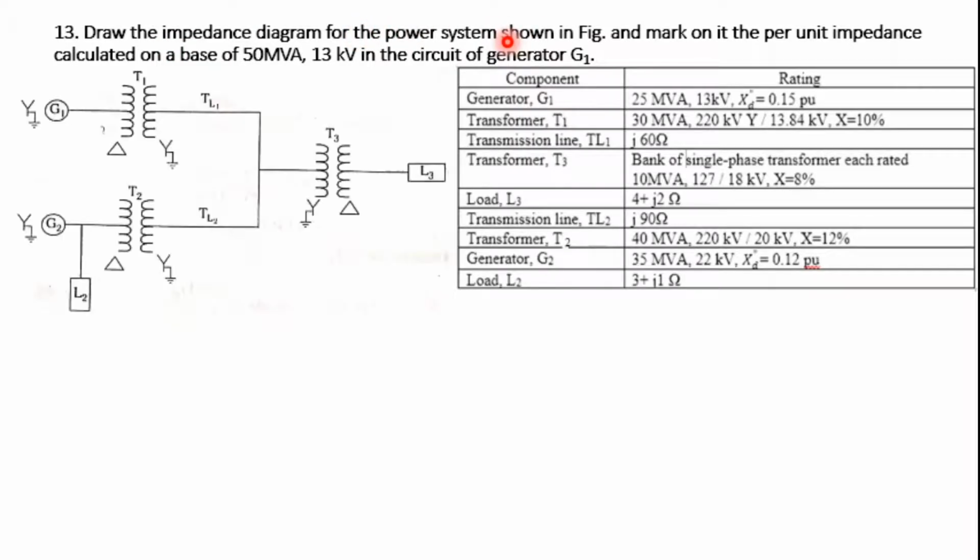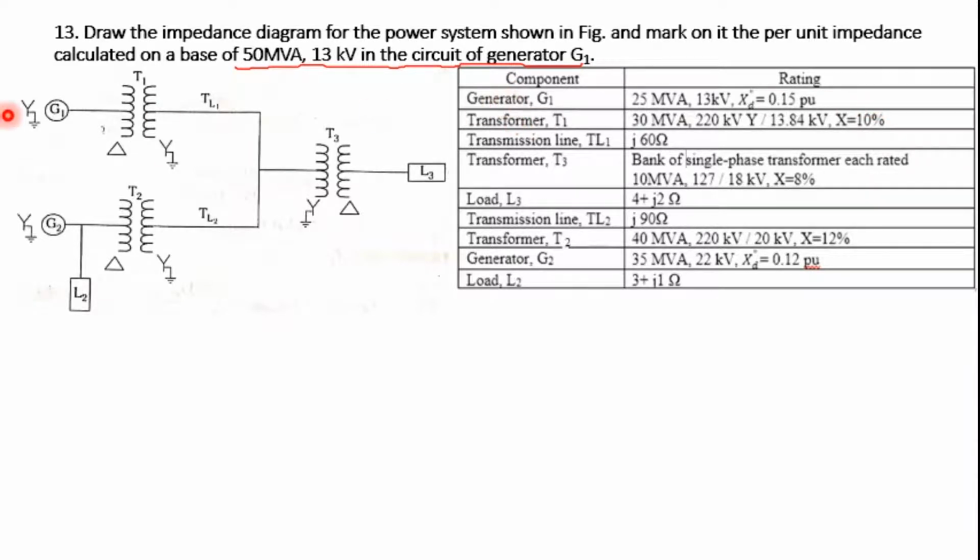Let's discuss another one. Draw the impedance diagram for the power system shown in the figure, and mark on it the per unit impedance calculated on a base of 50 MVA, 13 kV in the circuit of generator G1. These are the parameters, components and ratings which are given.